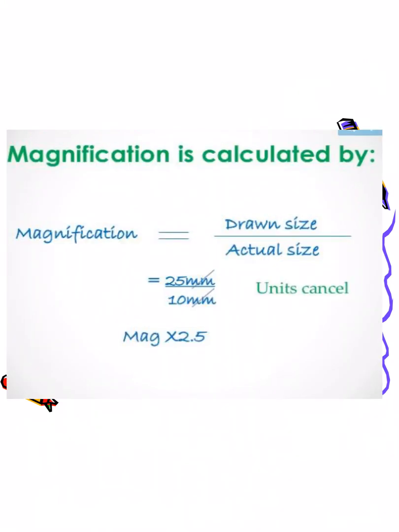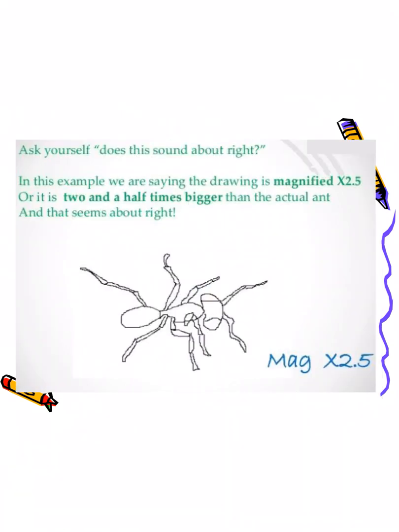So in order to calculate what we call the magnification scale, we're going to divide the magnified size by the actual size. So the magnified size of the ant was 25 millimeters, while the real size of the ant was 10 millimeters. So you're going to get 2.5. So as a result, in this example, the drawing was magnified by 2.5 times, or it is 2.5 times bigger than the actual ant size. And this is right too.